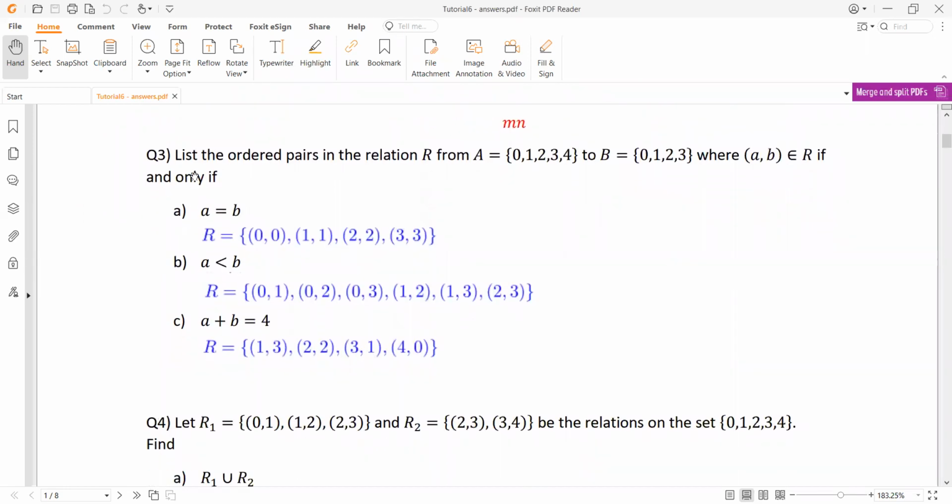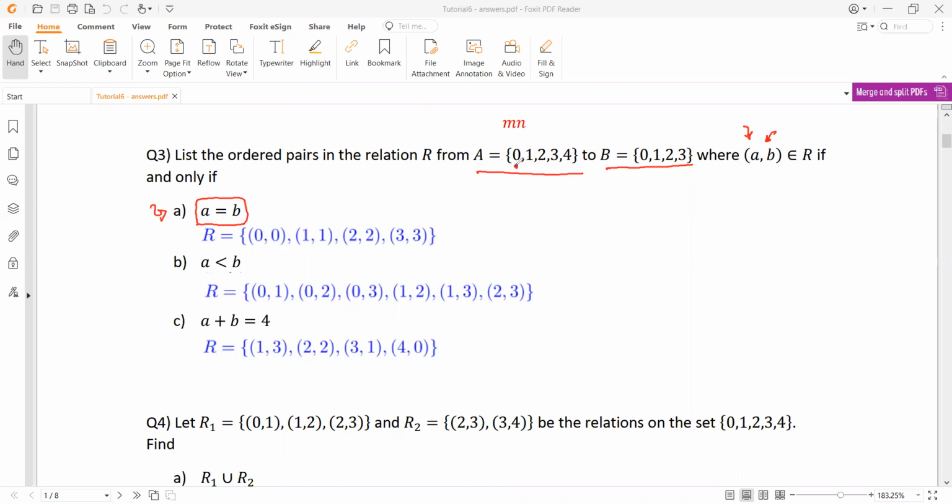Question number 3. List the ordered pairs in the relation R from set A, so this is the domain, to set B, this is the codomain, where (a, b) belongs to R if and only if it satisfies the following conditions. So the first relation, I want to add the tuples in which element a is equal to element b. Okay, guys?